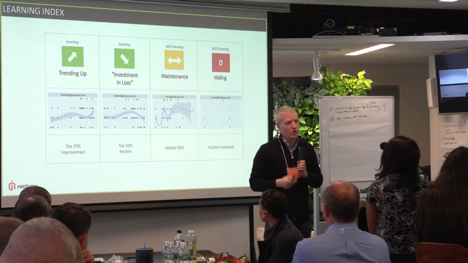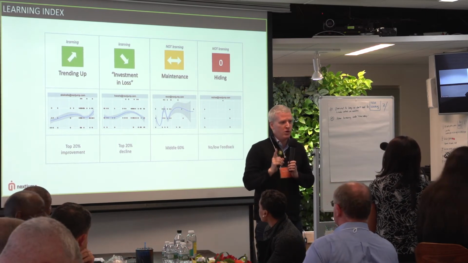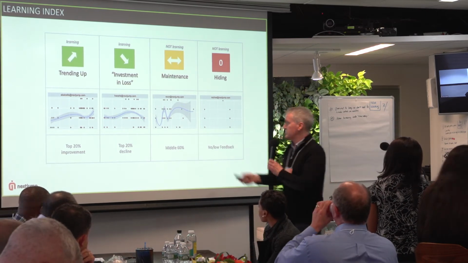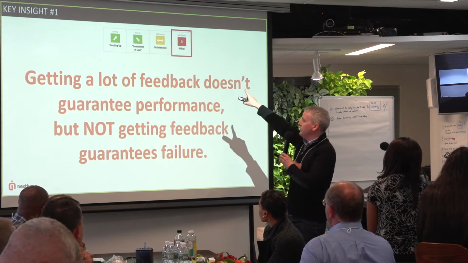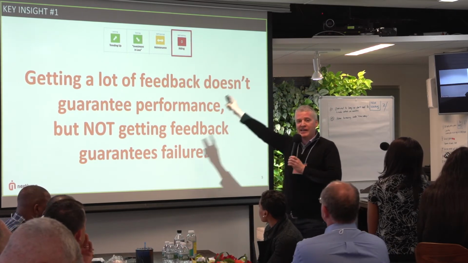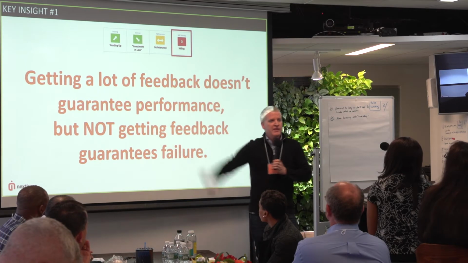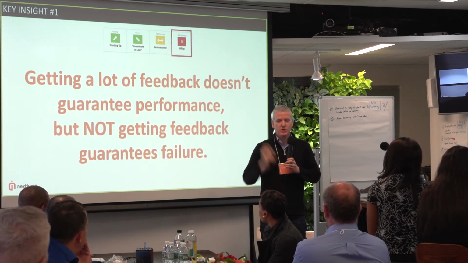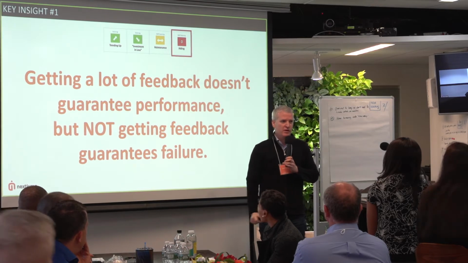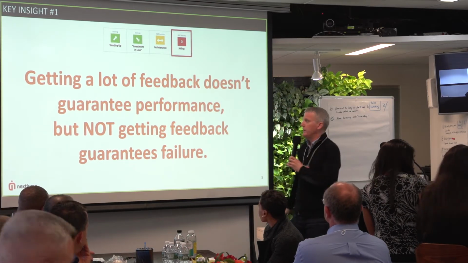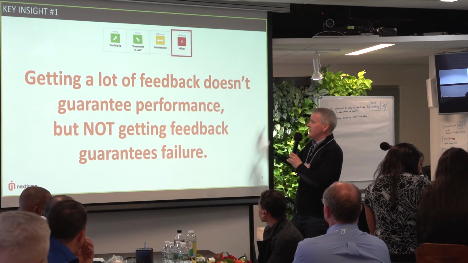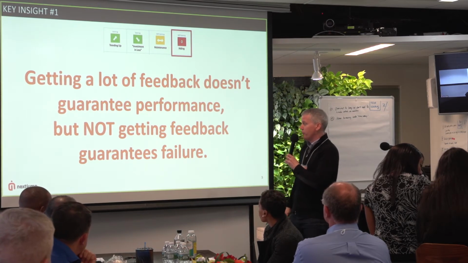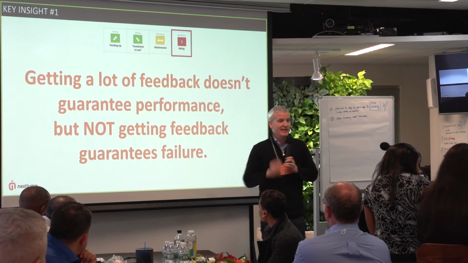And a bunch of correlations came out of this. The number 1 correlation is this. When we look at leaders that are in the hiding category, they are the worst performers and are leading the worst performing teams. So it's almost like a laser. It's a very, very strong correlation, nearly 1-to-1. Getting a lot of feedback doesn't guarantee performance, but not getting feedback guarantees failure.